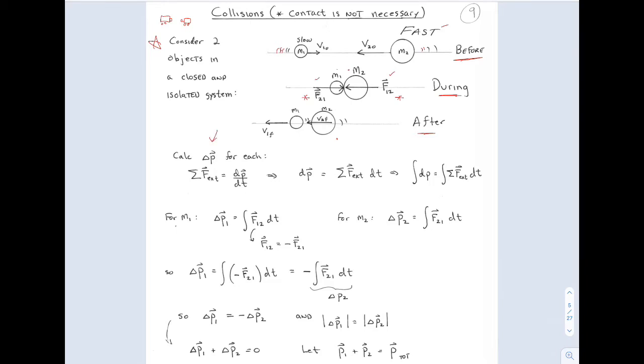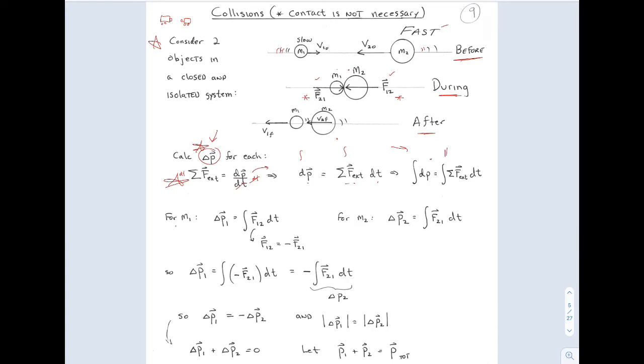So what I want to do is calculate the change of momentum for each object. I'm starting with Newton's second law, and I want to find delta P. So I'm going to start with this, multiply both sides by dt. Little dt there, little dt there, so that would cancel. So I have dp is my net force dt. Integrate both sides. Now I want to find delta p, so I integrate both sides, and I get delta p.